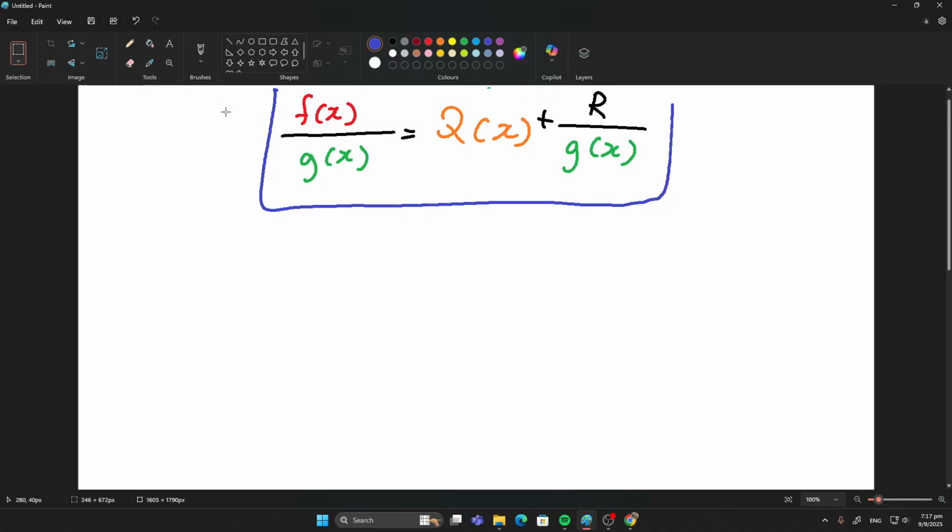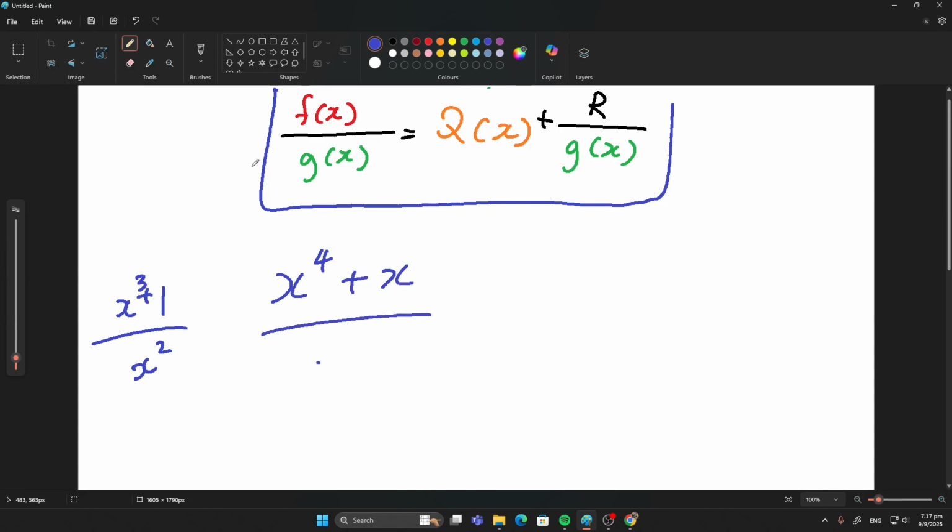Now come to the last case. The last case is when your fx is bigger than your gx. So in this case, let's say for example, x squared plus 1 over 2x. X cubed plus 1 over 2x. X to the power of 4 plus x over x2. It's when the degree of your numerator is bigger than your denominator.